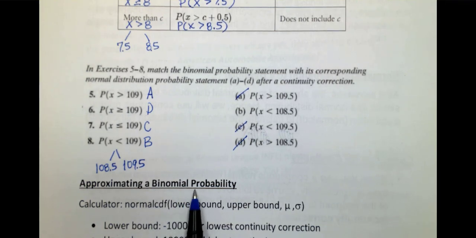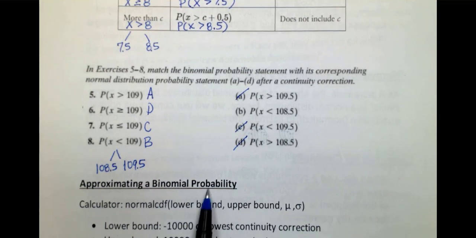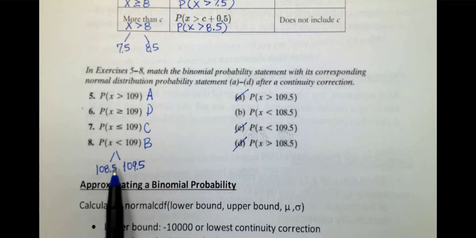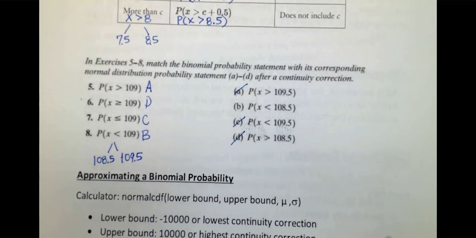So approximating that binomial probability. We're still going to use normal CDF because we're using probabilities. Our lower bound and upper bound are negative 10,000 or positive 10,000, or whatever our correction is. The mean is going to be n times p. Remember, they don't give us a mean in the problem, so we're going to have to find our own mean using n times p, which is the same thing we use to check our problem. And then the square root of n times p.